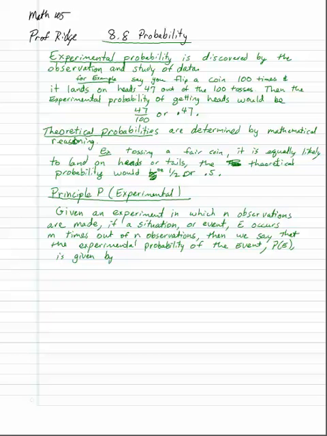Principle P, experimental. Given an experiment in which n observations are made, if a situation or event E occurs m times out of n observations, then we say that the experimental probability of the event, P of E, is given by P of E equals M divided by N. So the number of outcomes M divided by the total number of observations. That's the big idea there.